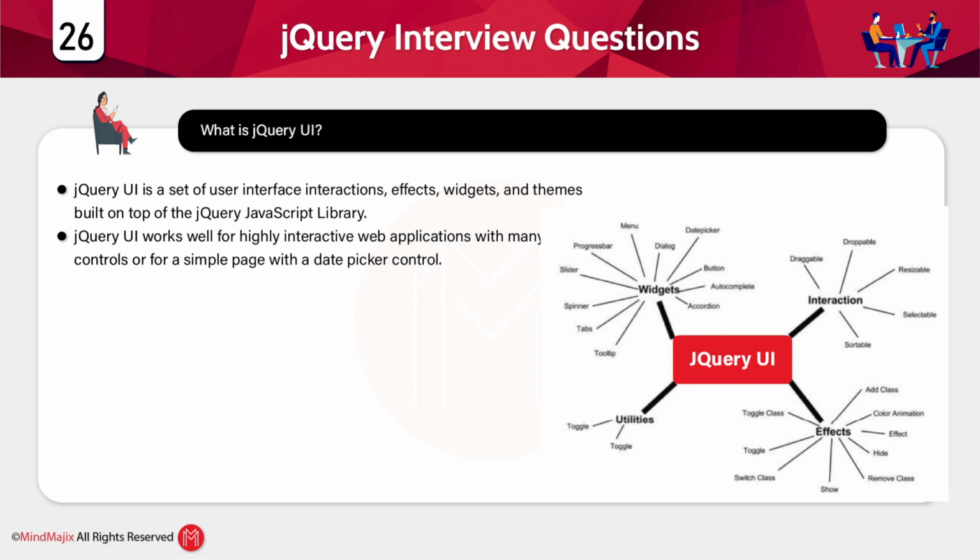So the next question is, what is jQuery UI? jQuery user interface. jQuery UI is a set of user interface interactions, effects, widgets, and themes built on top of the jQuery JavaScript library. jQuery UI works well for highly interactive web applications with many controls or for a simple page with a date picker control. So there are some controls given in the jQuery UI library, like a pop-up or date picker control, and many things are there already which you need not create. Okay, so you can use jQuery UI for the same.